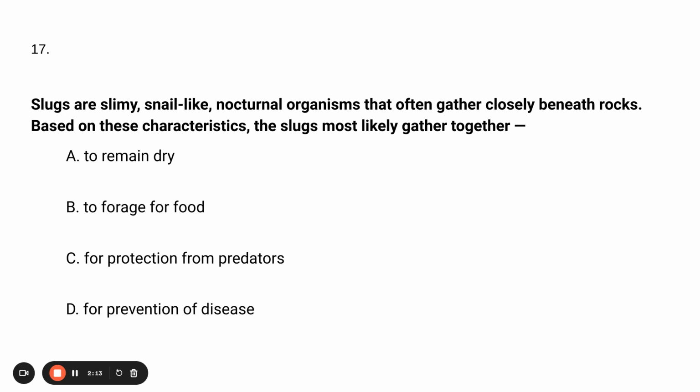C, for protection from predators. Maybe if they're all huddled together, then they all have an equal chance of surviving. Or D, for prevention of disease. So we've known for a while now that the further apart you are from each other, the less likely it is that you are to catch a disease. But the closer you are together, the more likely it is that you're to catch a disease. So the answer for this one is C.